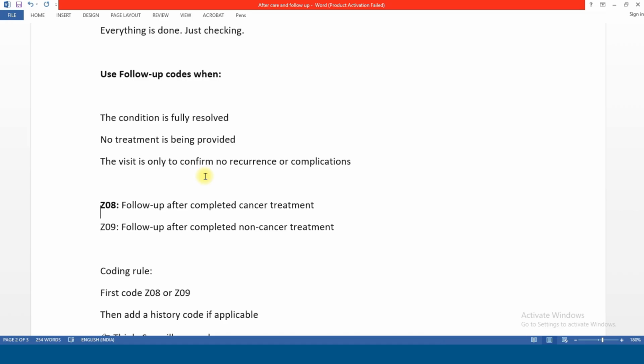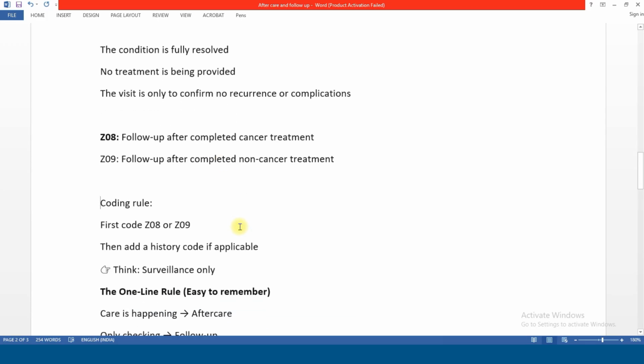So basically you need to code based on the patient's condition. If it is for follow-up after completed cancer treatment, G08. If it is non-cancer treatment, G09. Simple. Next we have the coding rule related to this follow-up.